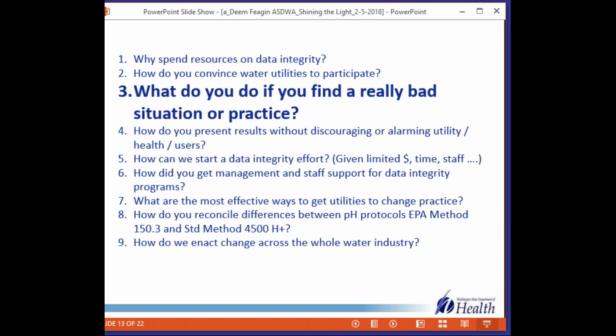Okay, next question. What do you do if you find something that's really bad? Steve, that's for you. Yeah, thank you. So it's going to happen. I think you just have to call it out. There's a whole spectrum to move through. So one, you change it right there if you can.